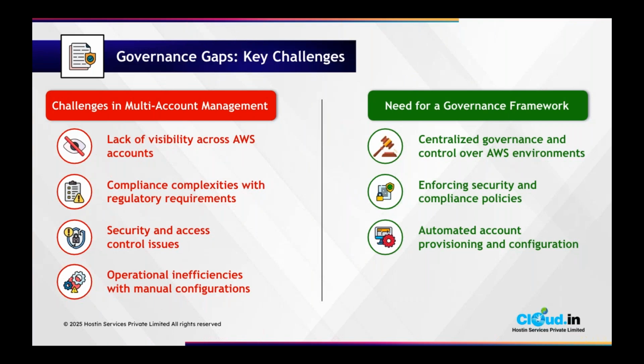Then next comes the governance gaps. Even with AWS Control Tower, organizations still face governance challenges. Let's look at the key gaps and why they matter. Challenges in multi-account management: firstly, we have lack of visibility across AWS accounts. Without proper monitoring, it's very hard to track security risks across multiple AWS accounts.